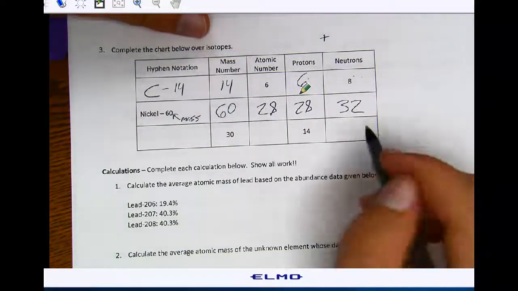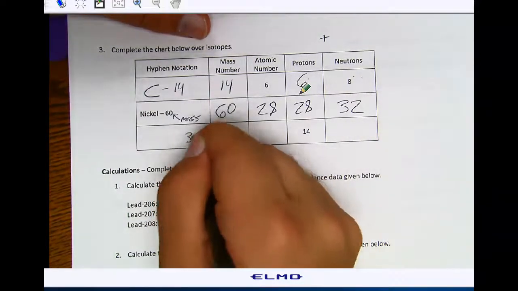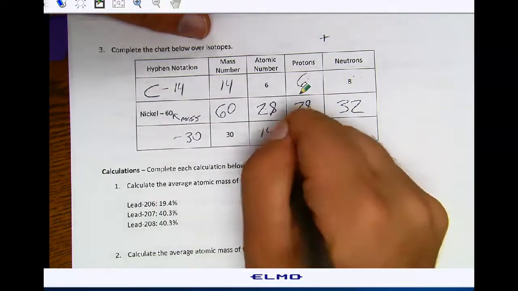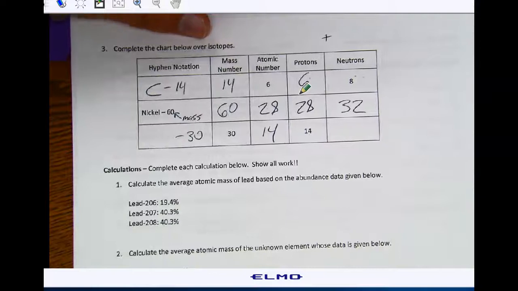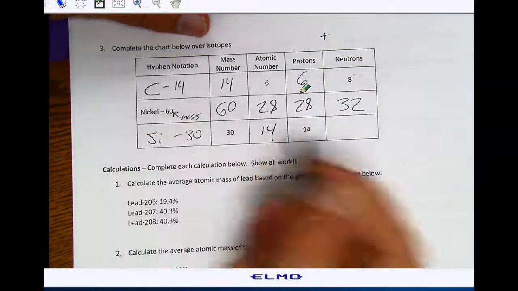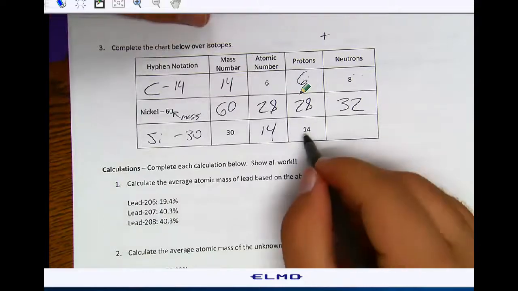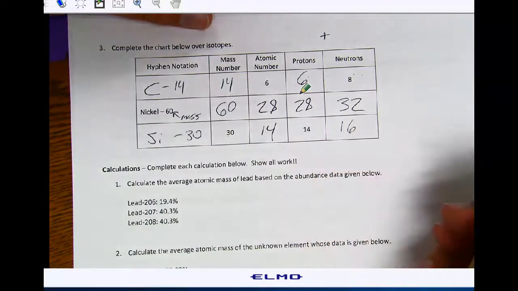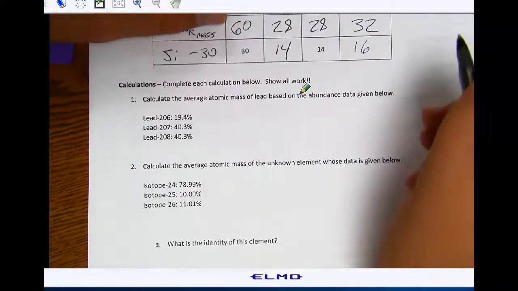Okay. Last one, the mass number is 30, so I can put that. The atomic number and protons are always the same. So if it's number 14, that is element silicon. And that means 14 plus blank equals 30. 14 plus 16. Okay.